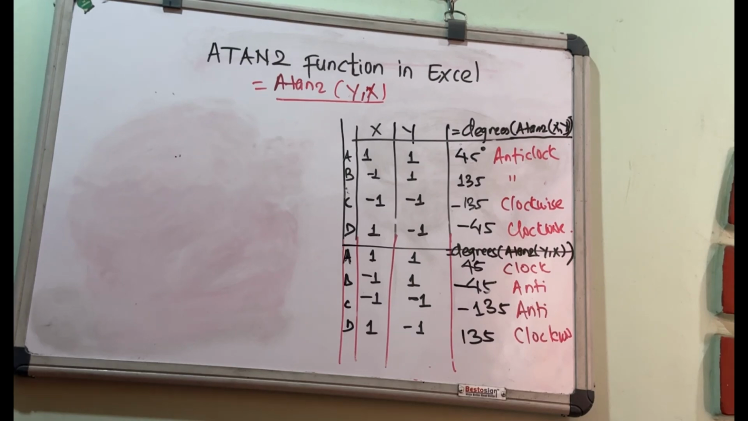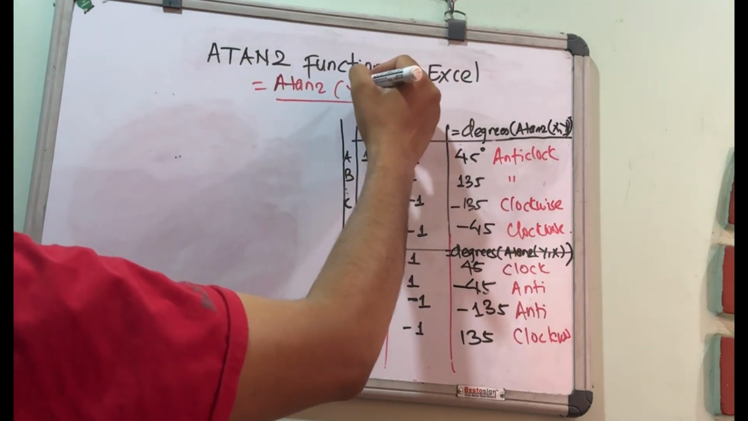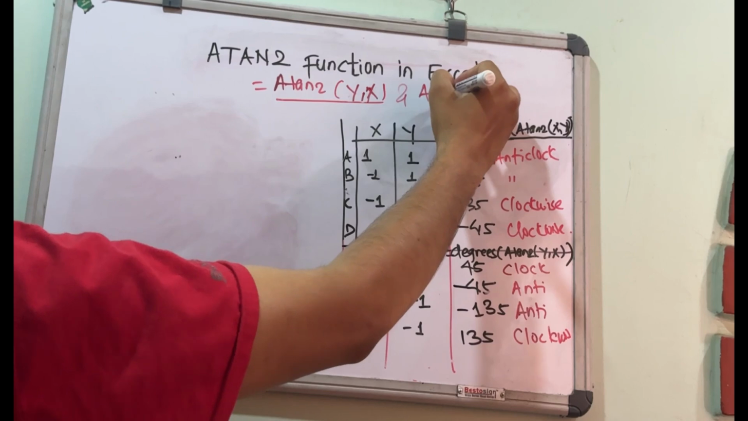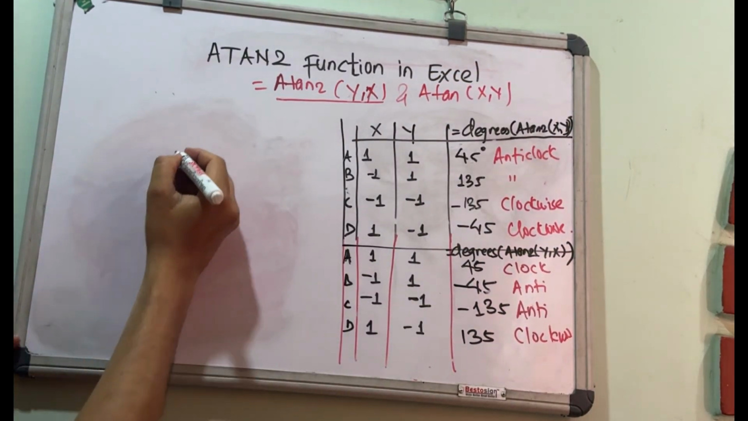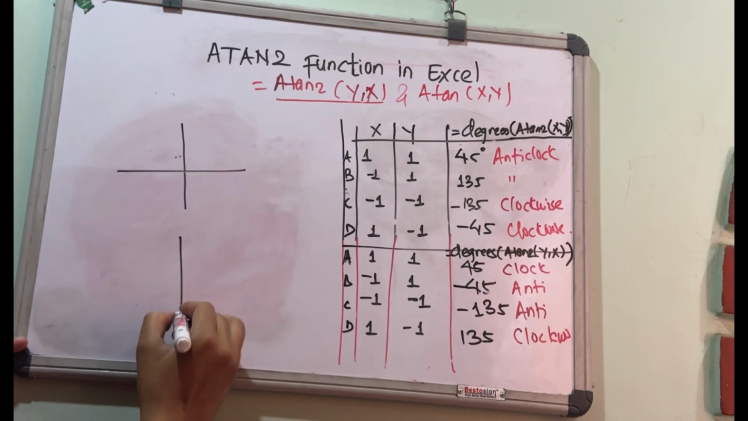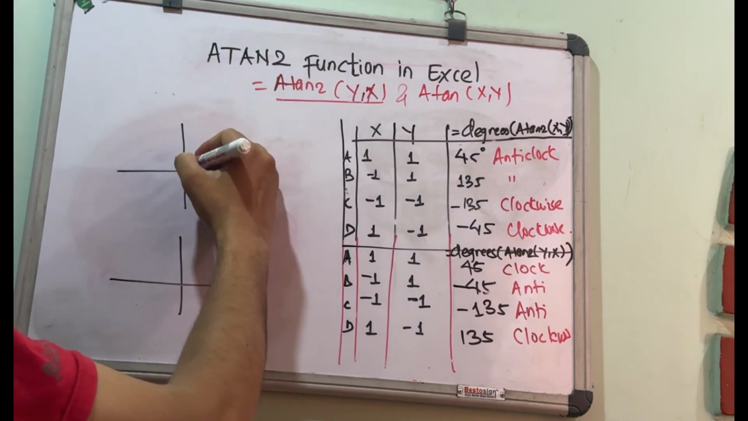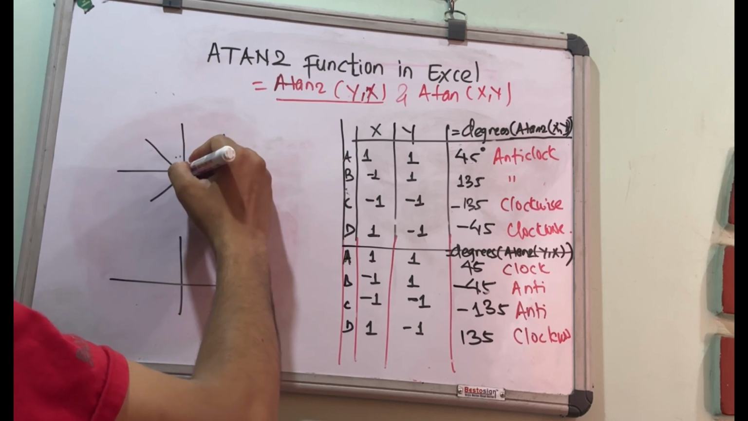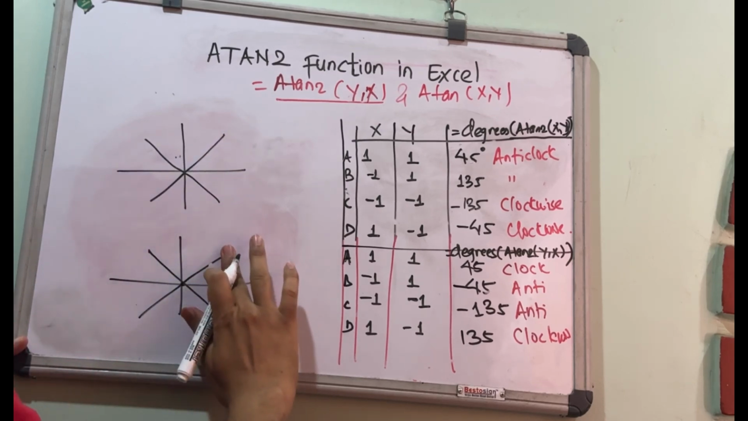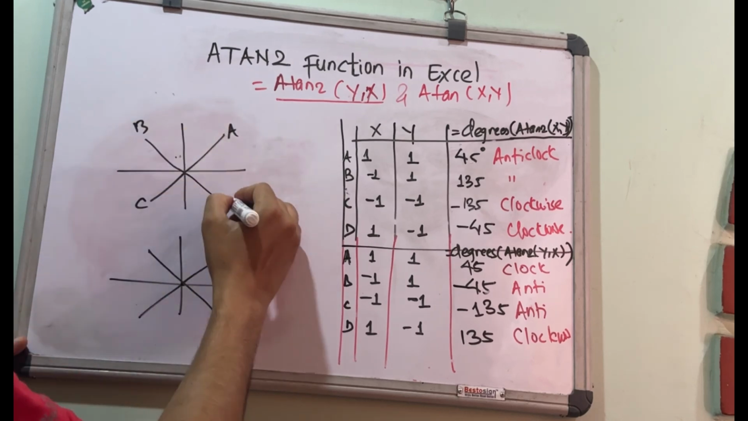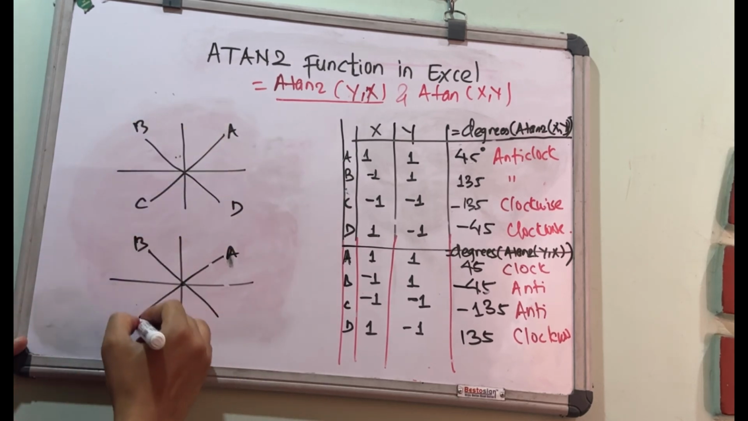So what is the difference between ATAN2(x, y) and ATAN2(y, x)? After this, you need to understand this. Let's try to make one figure. For the difference between these two, I represent the lines here for simplicity. This is A, B, C and D.